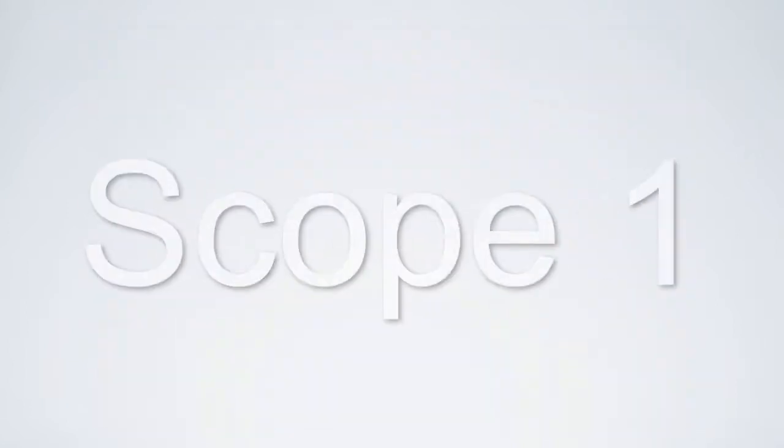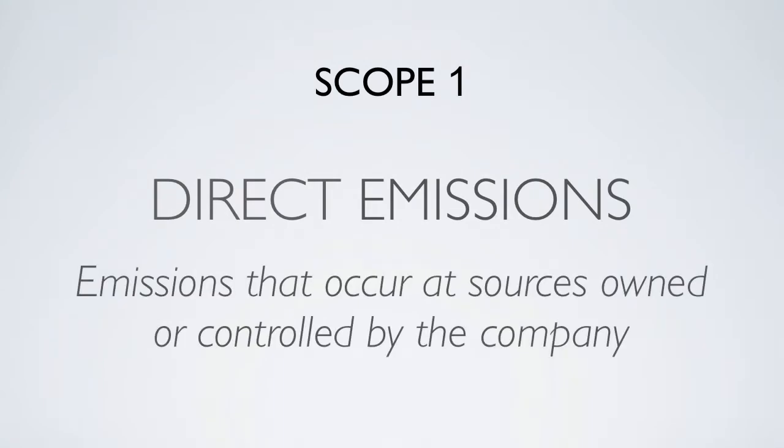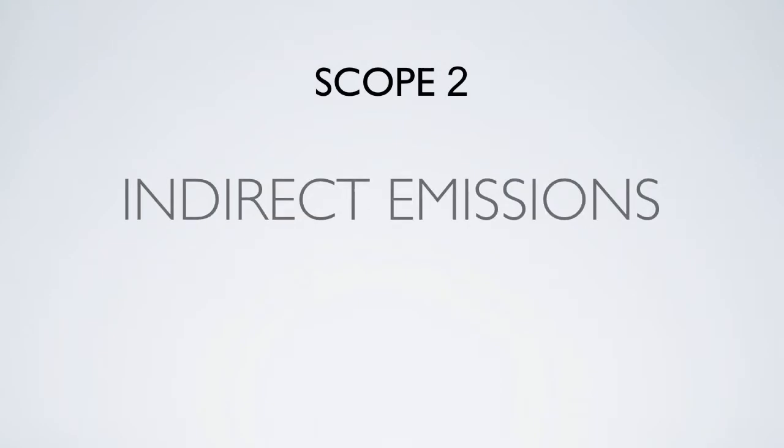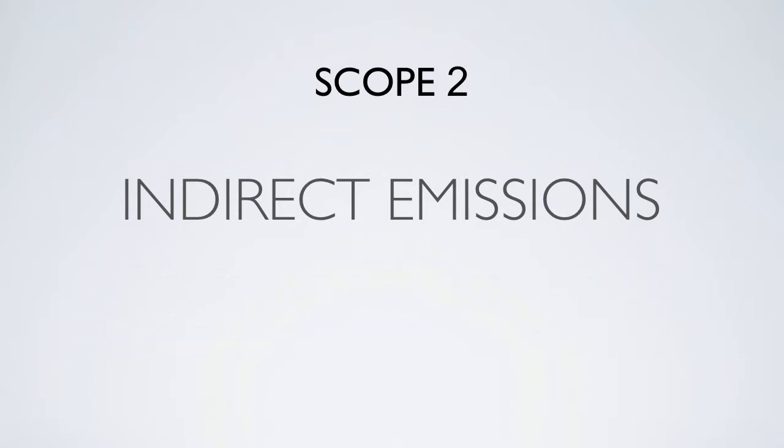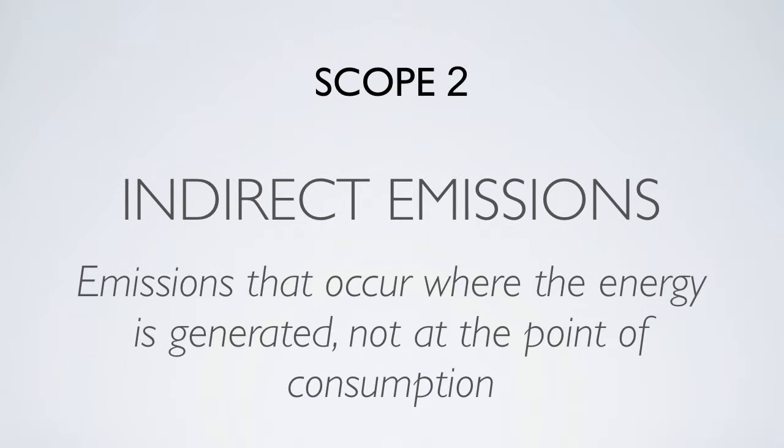Scope 1 encompasses all direct emissions, all emissions that occur at sources owned or controlled by the company. This could include company-owned vehicle fleets, combustion equipment, or refrigeration equipment. Scope 2 emissions are indirect emissions from generation of purchased electricity, heat, steam, or chilled water. These emissions are considered indirect because the emissions occur at the power plant where the energy is generated, not at the point where the energy is consumed.